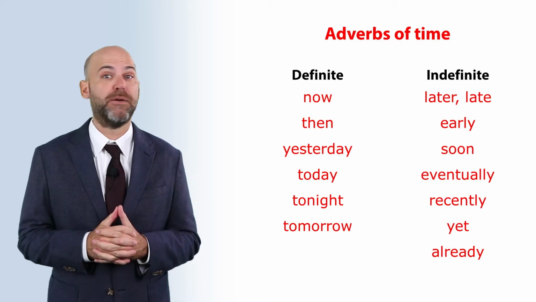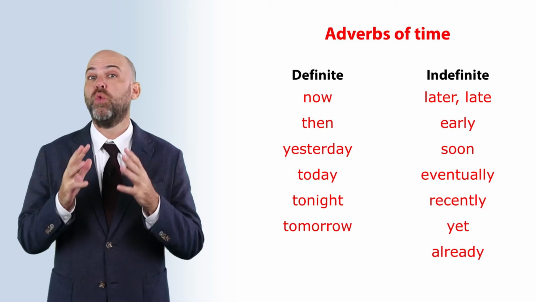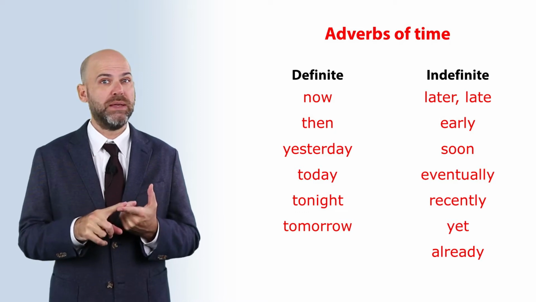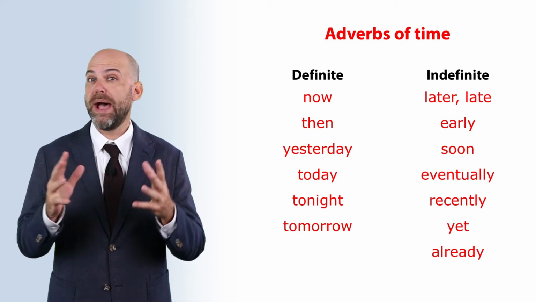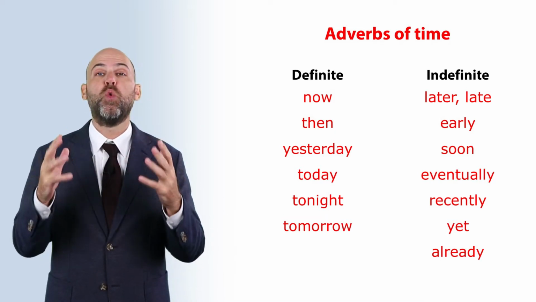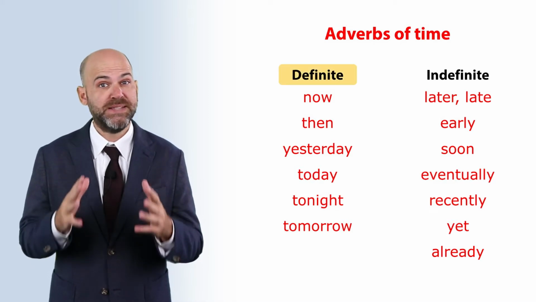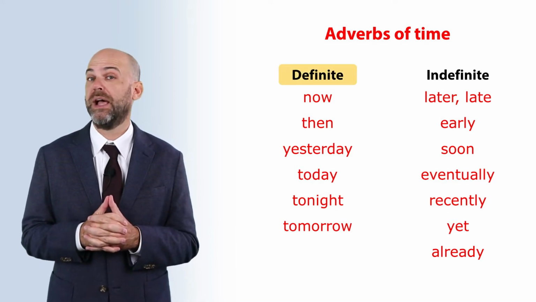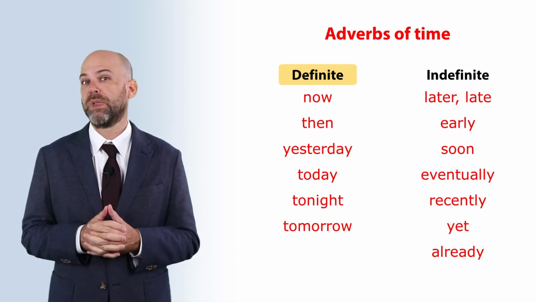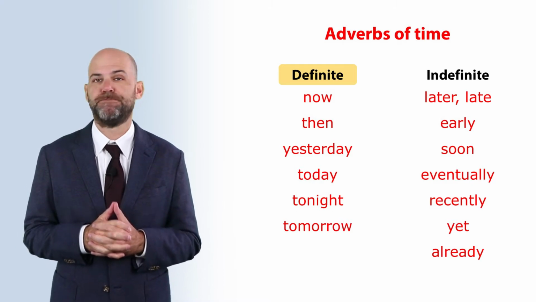Adverbs describe verbs, adjectives, or other adverbs. We use adverbs to tell us information like when, how often, or how. Adverbs of time describe when something happens. There are definite adverbs of time like now, yesterday, and tomorrow. These adverbs give us a specific point in time.